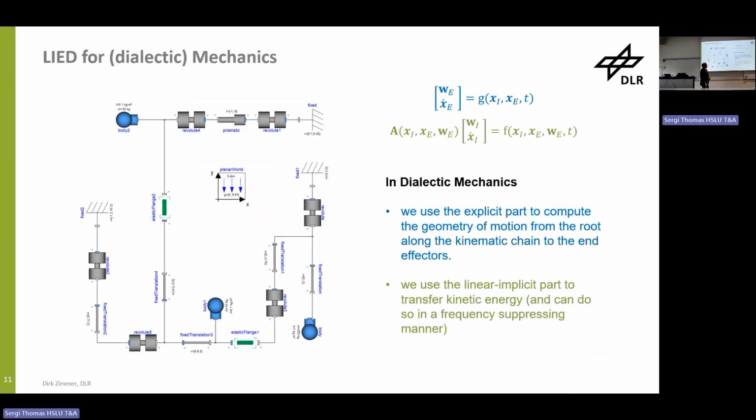And then later I found out, oh, okay, actually, you can find an exactly similar formulation for mechanics as well. Again, you take the blue part, which is simply the geometry of the motion. This is the nonlinear part of your mechanical stuff. And then you can form a linear implicit part to transfer the kinetic energy. And you can even do this in such a nice way that you can manipulate the frequencies. So you can formulate very stiff contacts, for instance, without having to manipulate your spring damper constants.